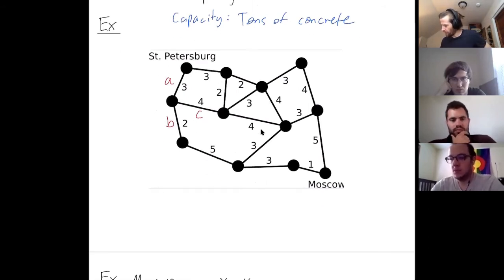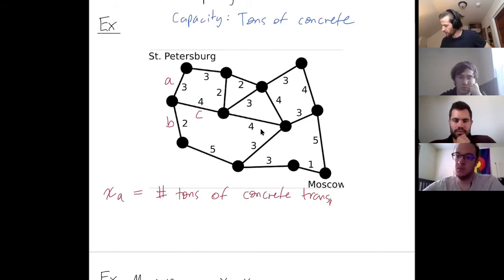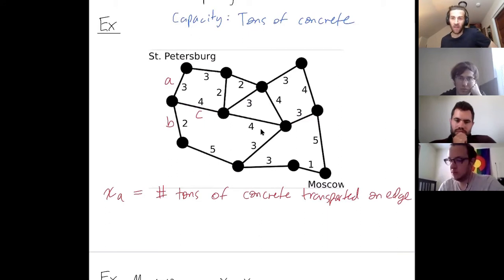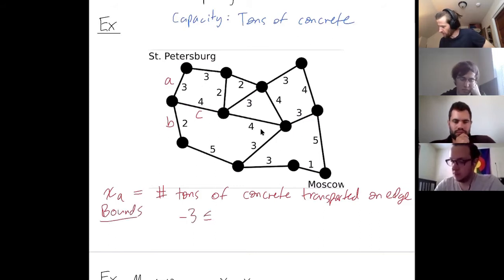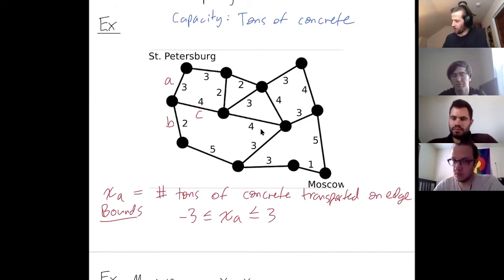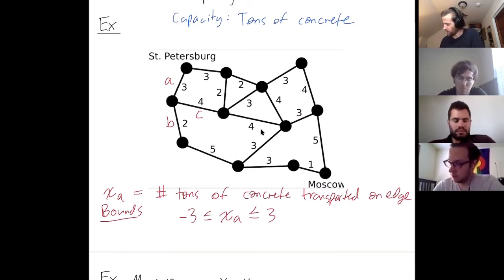So each edge could have a variable corresponding to it. So XA would be equal to the number of tons of concrete transported along this edge. And then we have some bounds, right? The capacity of this edge is 3, which means we get a bound that looks like -3 is at most XA, which is at most 3. So XA could vary from -3 to 3 in this example, because you could flow either way along that edge if you wanted to. I would call this an edge bound.